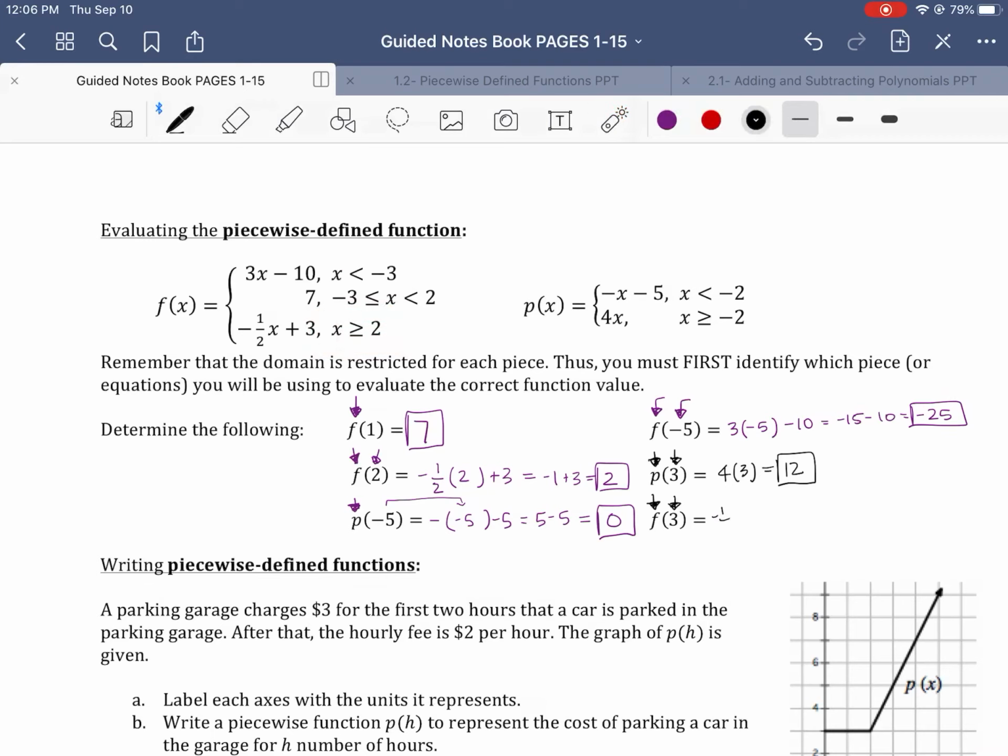So we go negative 1/2, put in that 3, and then we have a plus 3. So negative 1/2 times 3, that's the same thing as negative 3/2 or negative 1.5. And if we add that together, that's actually 1.5. So you can put 1.5 or 3/2. Okay. So again, practicing identifying the name of the function, using that domain restriction to find the piece in which that value exists that you want to evaluate for, and then plug it into the correct piece and evaluate.